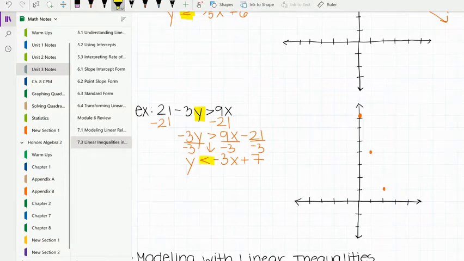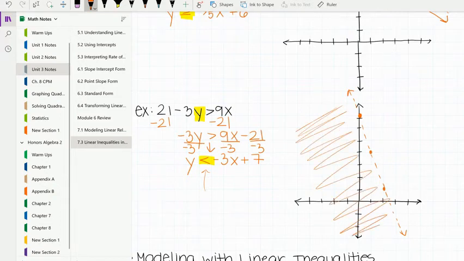Next step is, well, what type of line is this? Because it's a less than and does not have an equal to sign under, we are going to do a dashed line. So the dashed line means that the points that are on the line are actually not true. It does not make the inequality true. The only points that do are points that are less than based on that sign. So we want to shade everything that's less than.